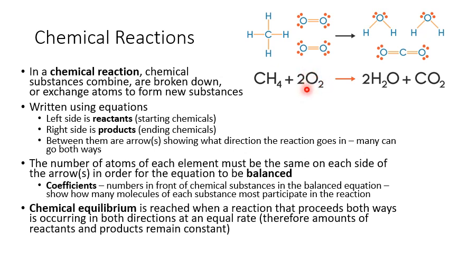Then the last element that we have is oxygen. We have 4 oxygens shown here on the left-hand side. In every molecule of molecular oxygen, you have 2 oxygens, and we're going to use 2 of them to make sure that this is balanced. So that's 4 oxygens total on the reactant side. Then on the product side, we have 1 oxygen in water, but we have two waters, so that gives us 2 oxygens there. And then in carbon dioxide, there's 2 more oxygens. So that's 4 oxygens on both sides.